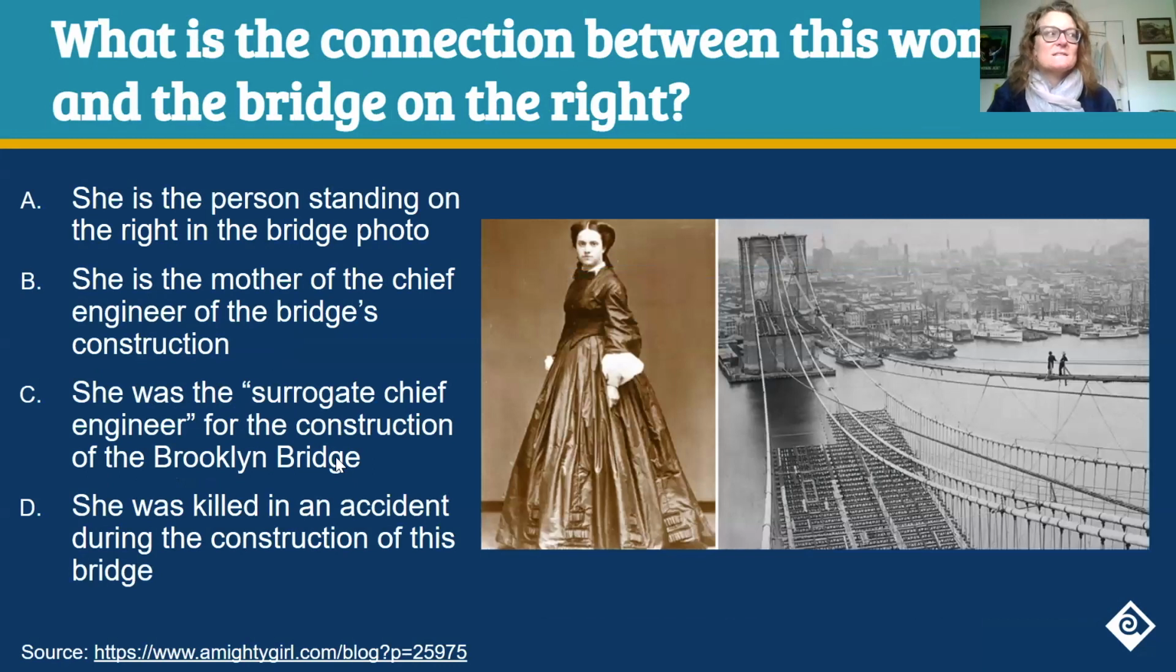Okay, this one I think is pretty interesting. We have a woman and a bridge. What's the connection between this woman and the bridge on the right? Is she the person standing on the right in the bridge photo? Is she the mother of the chief engineer of the bridge's construction? Or was she the surrogate chief engineer for the construction of the Brooklyn Bridge? Or was she killed in an accident during the construction of the bridge?